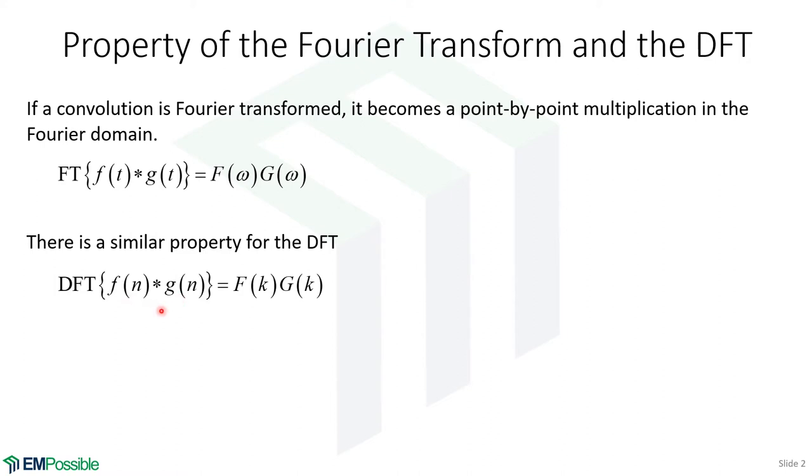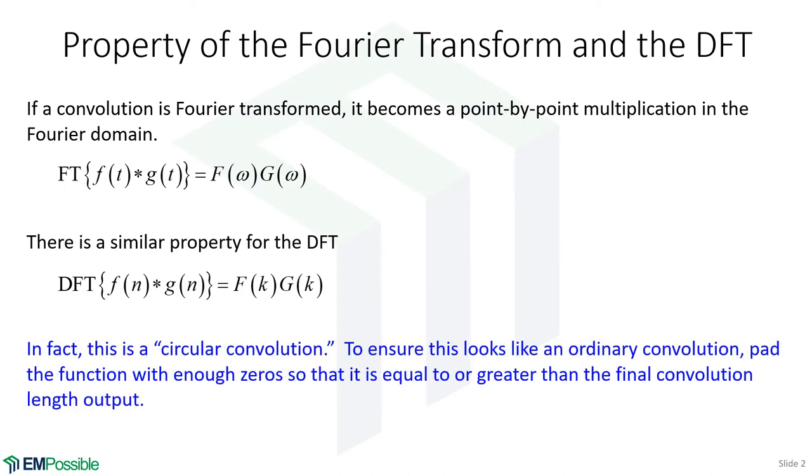Now we have two sampled functions, f and g, that we would like to convolve. Well, we can calculate the DFT of the functions f and g separately, do a point by point multiplication, and then an inverse DFT, and that is the convolution. And in fact, I'll mention this is a circular convolution. So as we're convolving, we're sliding one across the other, and as it leaves the right-hand side, it re-enters the left-hand side. It's kind of a periodic convolution.